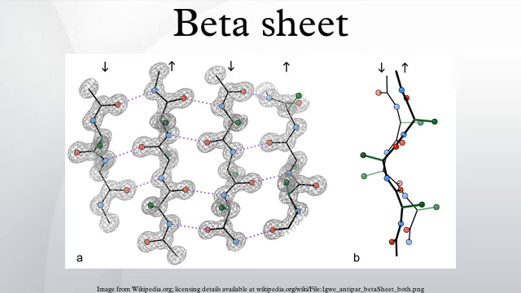The higher level association of beta sheets has been implicated in formation of the protein aggregates and fibrils observed in many human diseases, notably the amyloidosis such as Alzheimer's disease.